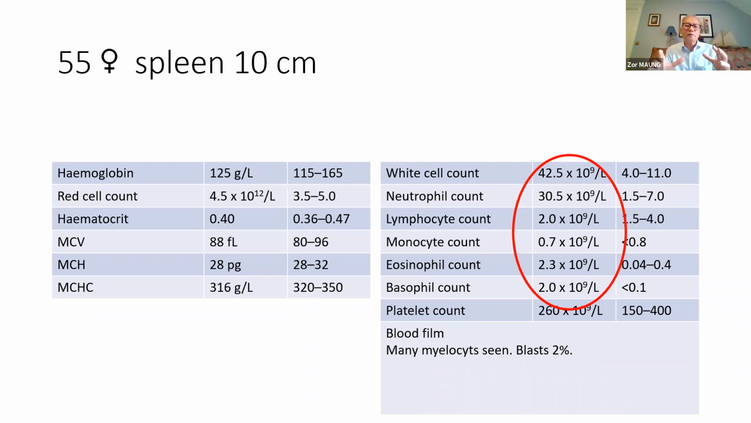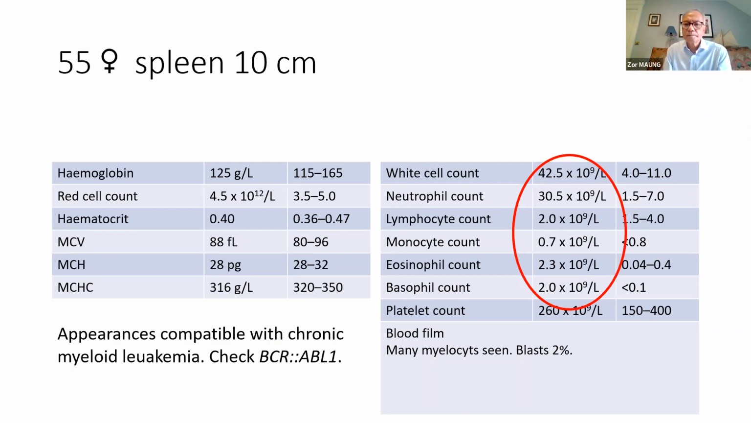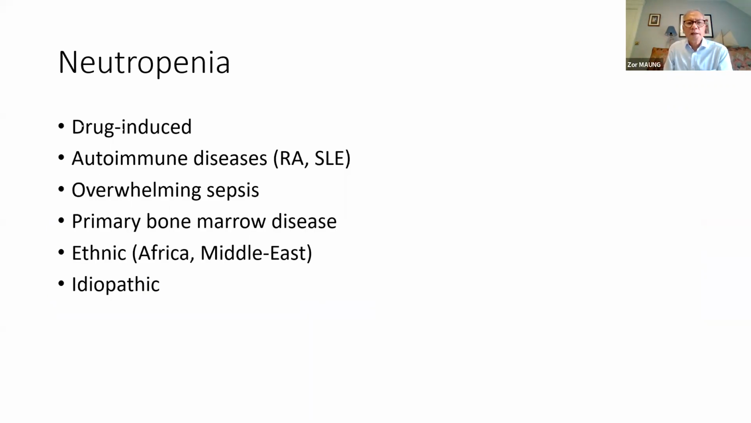So you have to work it out, not only on the results but from the clinical history and the findings. Somebody with a spleen of 10 centimeters and with this sort of full blood count or CBC result, I think the diagnosis is most likely to be chronic myeloid leukemia. Then you refer the patient to a hematologist. So the appearance is compatible with chronic myeloid leukemia, so it is sent to a hematologist.